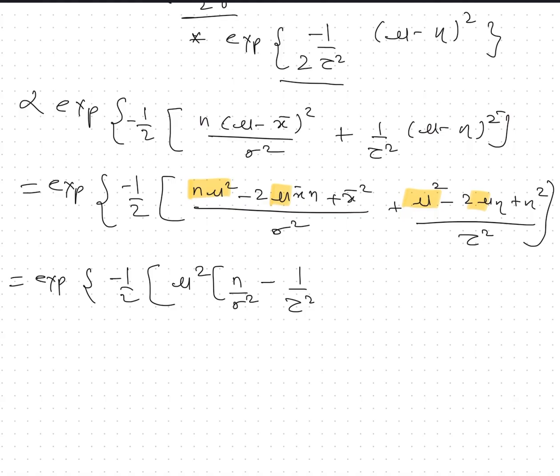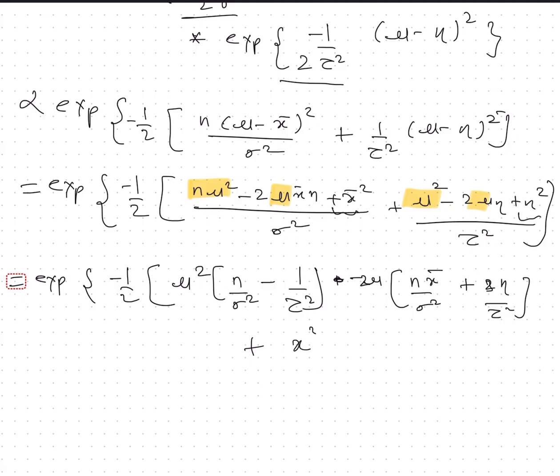Similarly, taking out the mu, that is, plus only mu, let's take minus mu out. Then we are left with n x bar upon sigma square, and here it is plus twice mu, sorry, it will be eta upon tau square, and plus we have this constant term, that is x bar mu bar.